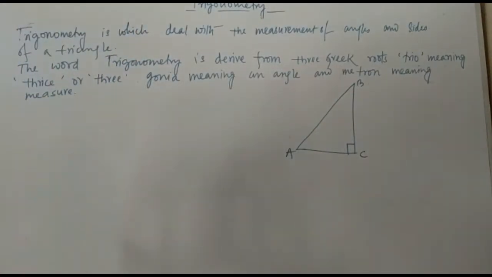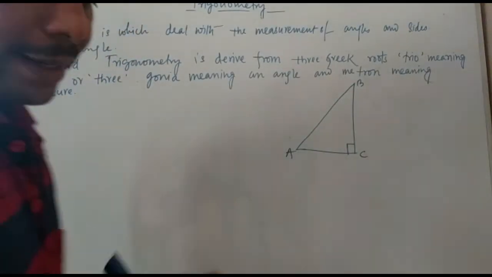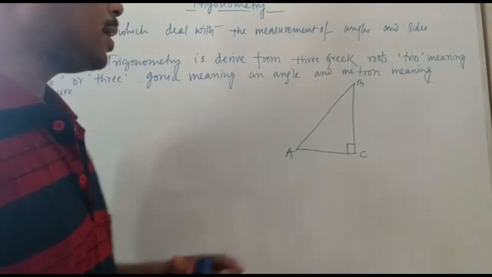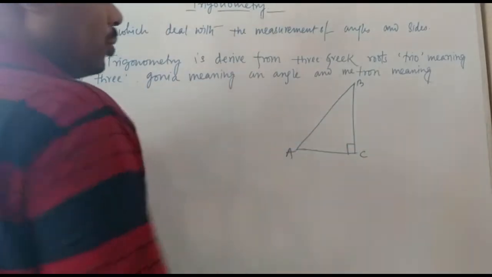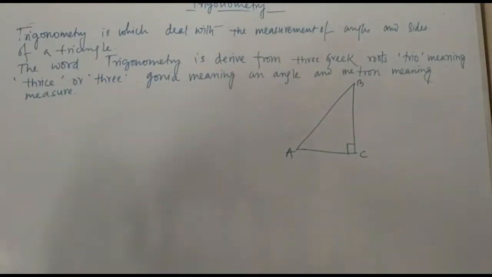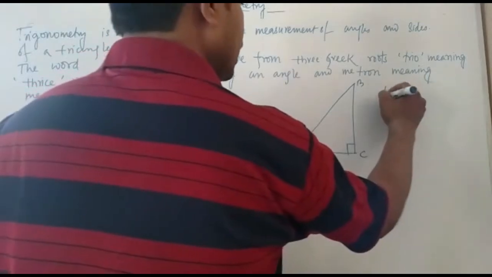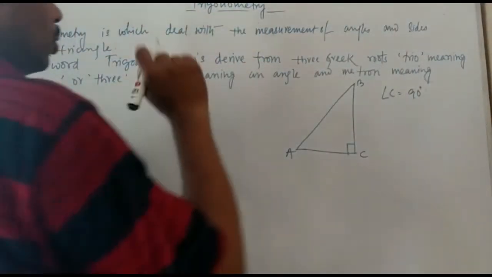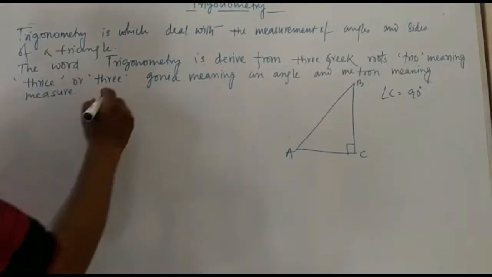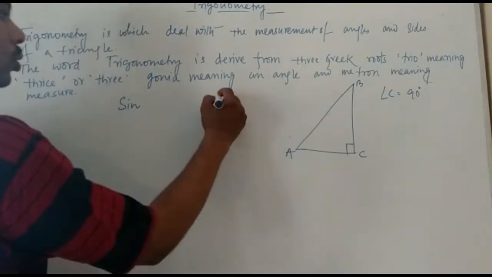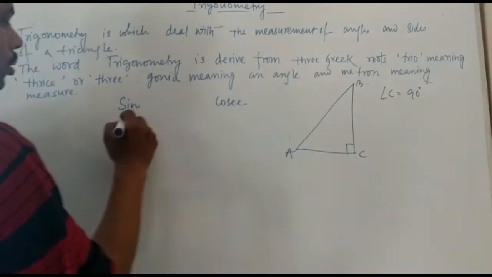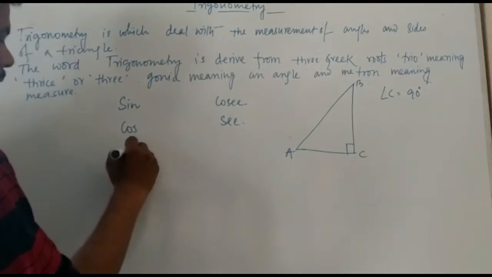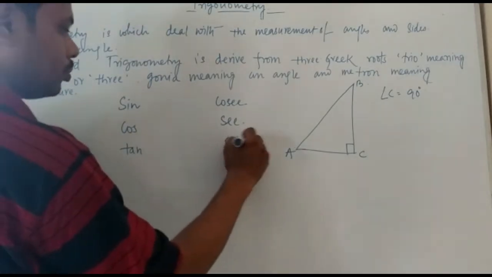Acute angle means an angle whose value is less than 90 degrees. So now we draw a right angle triangle. One angle is 90 degrees and the other two angles are less than 90. If we write it this way, angle C is equal to 90 degrees. Now there are some names: sine, cosec, cos, sec, tan, cot.